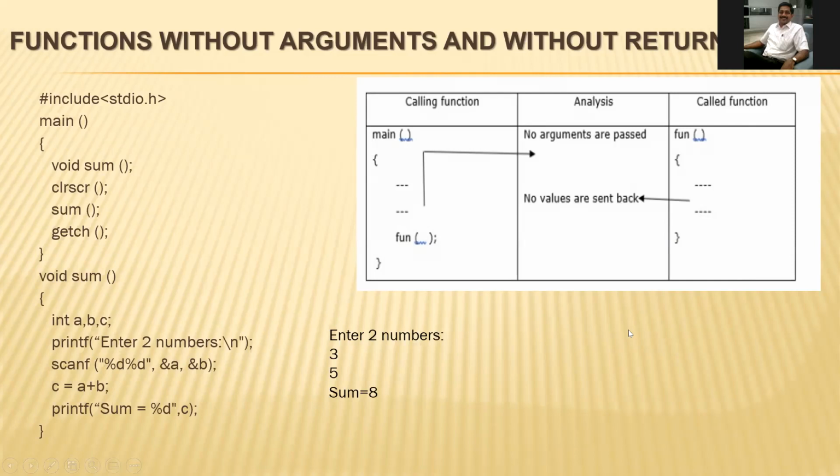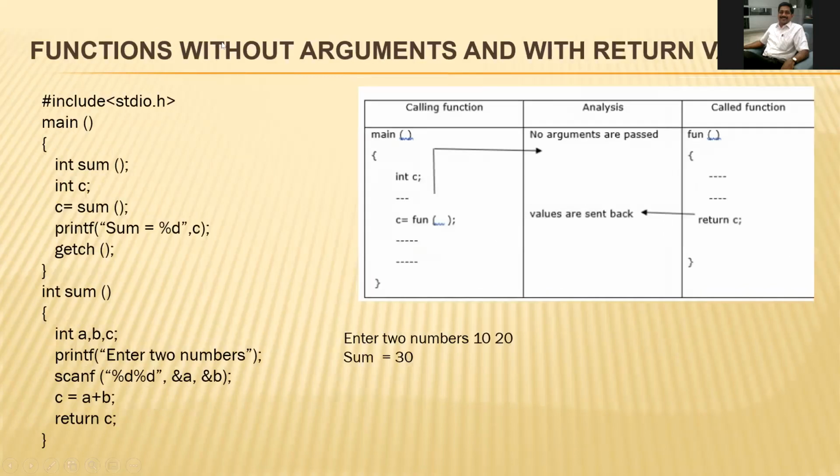Let us see the second category. Now this is the next category, that is no arguments, that is without arguments and with return values. We are not passing the arguments, but we are returning some value. So what is this? Here at the right hand side the figure shows that this is the calling function. The main function is, for example, a calling function. Now this calling function is not passing any arguments to the called function.